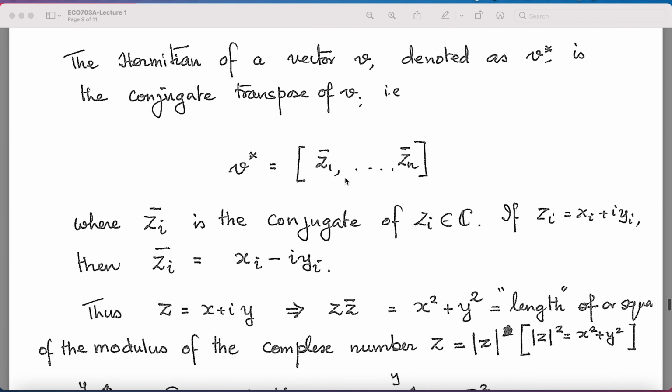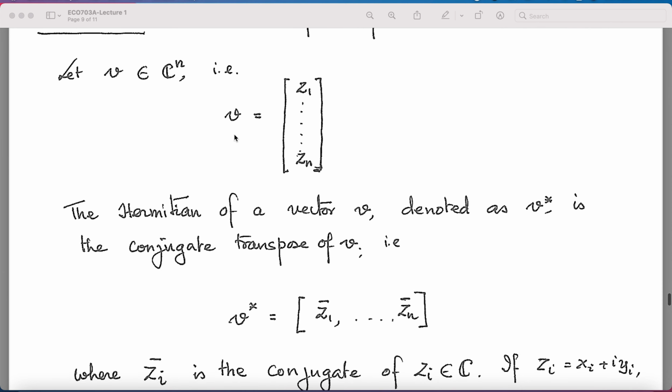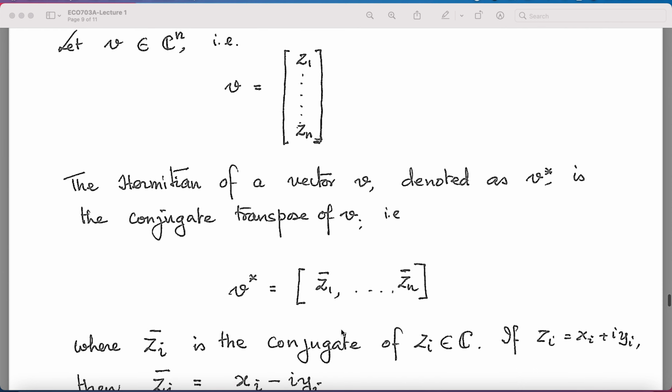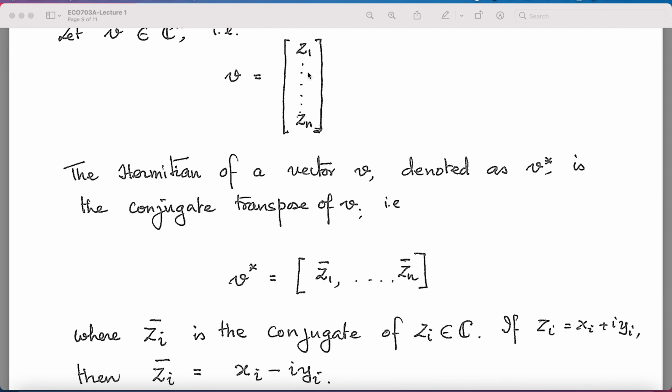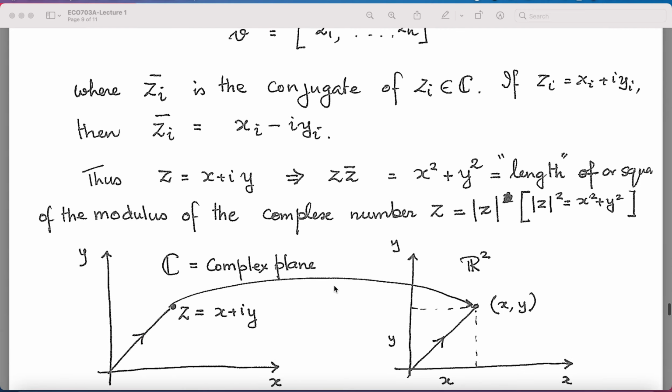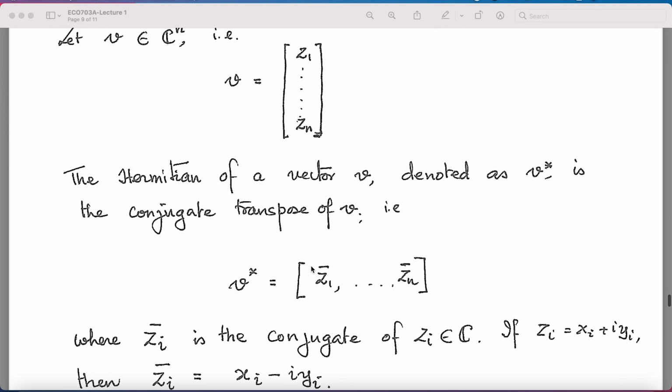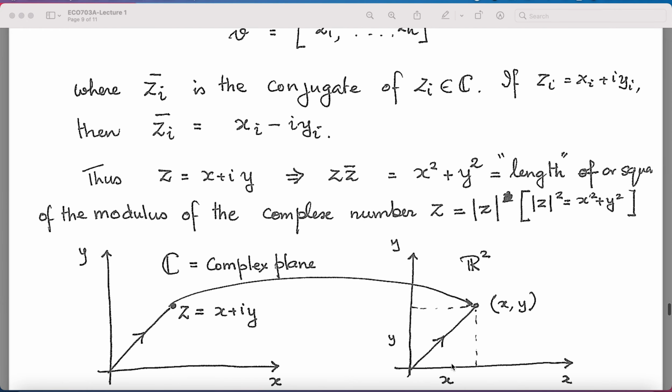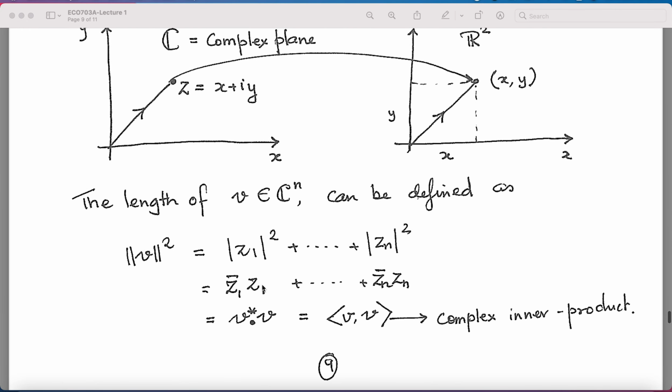The length is actually v star v, an inner product, a kind of complex inner product. The complex inner product would be basically z1 bar, z1, and so on, whichever way you want to define it. If you write v star as this, and v as the column vector z1, z2, ..., zn, then just like you do an inner product, you do z1 bar z1, ..., zn bar zn. It is trying to imitate what you know in the real case. It won't be v star dot v, that is a mistake, it will be just v star v.